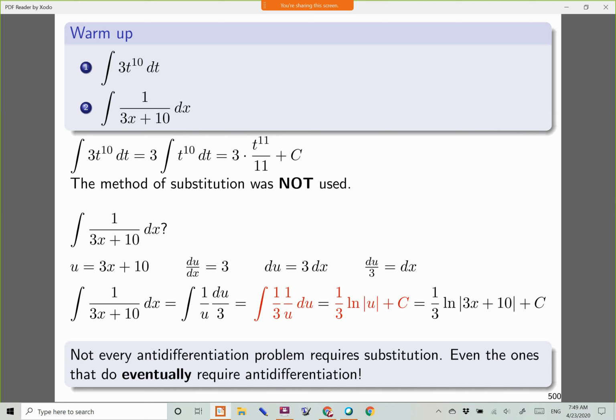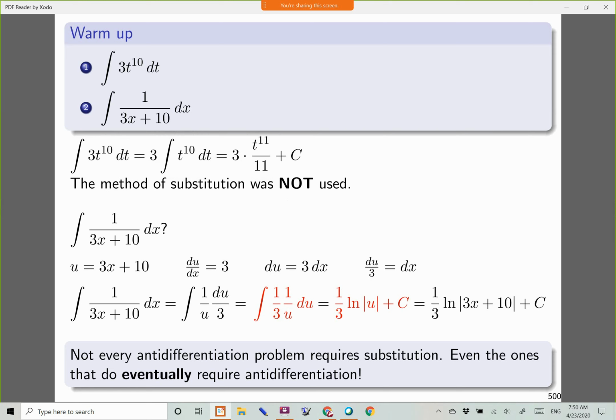It's kind of a question of, does it happen in the middle of the problem, like what usually happens in substitution, or does it happen more or less right away? We could have even skipped past this step and gone directly from here to here. But every single one of these problems is going to require anti-differentiation anyway.